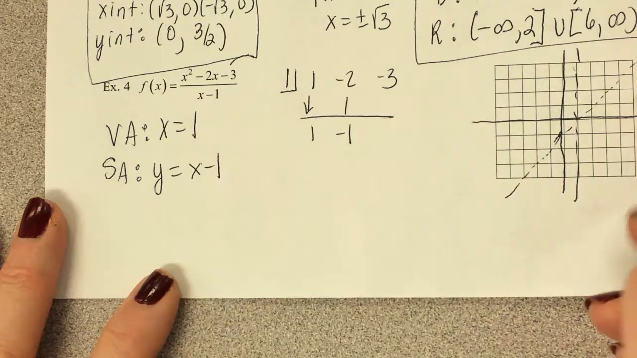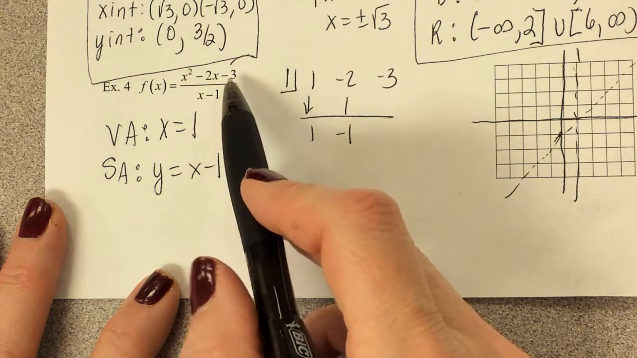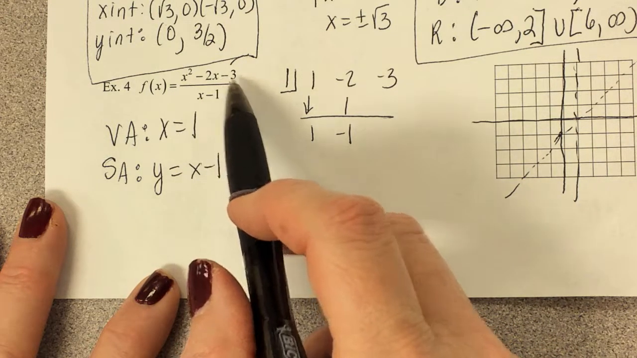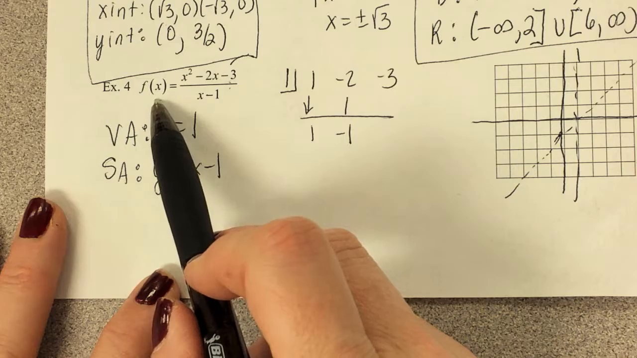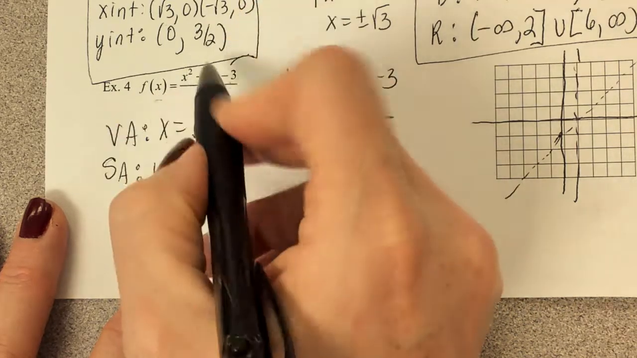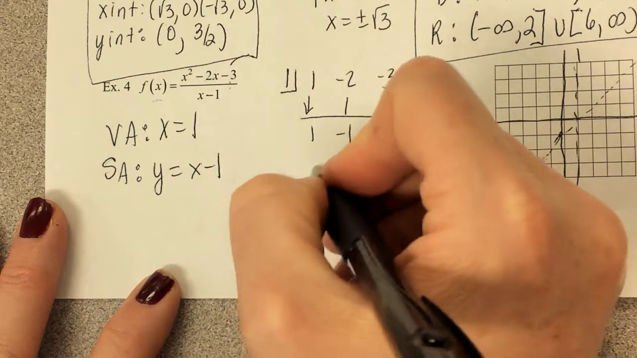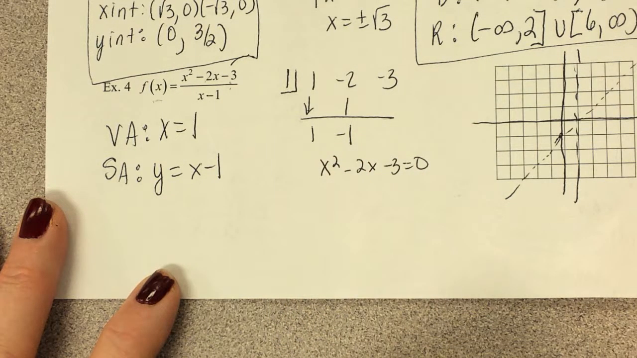And so now I need to know what's happening in between there. So it might be nice to find the x-intercepts. Dominic, do you remember how we find the x-intercepts? Set y equal to just 0. Yep. So I set y equal to 0. Really that's the same thing as just setting the top equal to 0. Setting the top equal to 0 will find our x-intercepts.